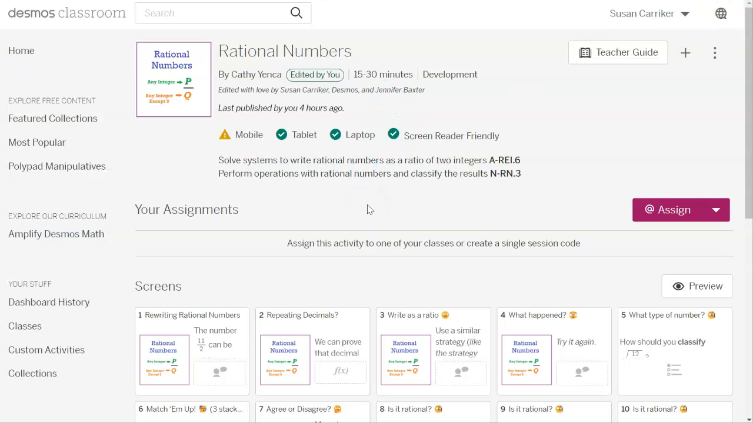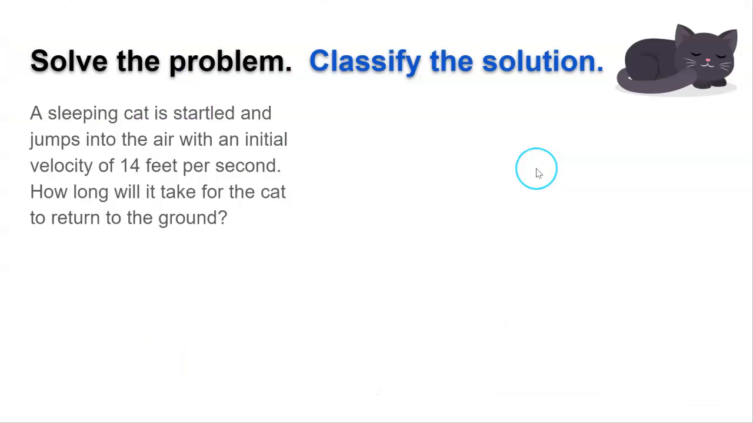Once you're done with the Desmos classroom activity, you're going to head on back to your slides. There are 3 application problems. They're asked to solve the problem and classify the solution. So we have a sleeping cat that is startled and jumps up into the air with an initial velocity of 14 feet per second. How long will it take for the cat to return to the ground?